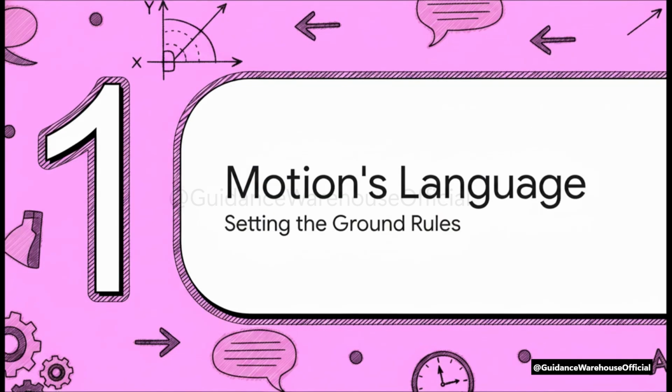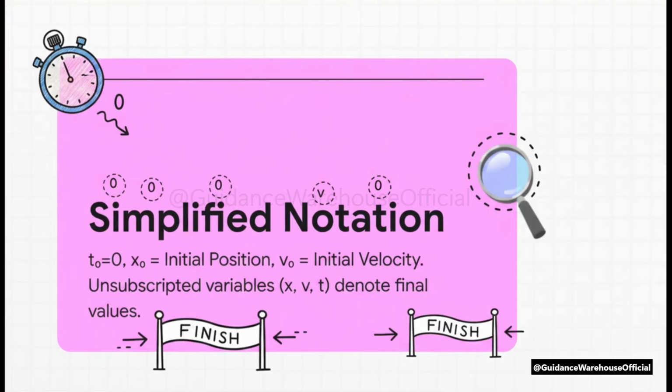Okay, first things first. Before we can do any math, we've got to speak the same language. In physics, setting up clear rules and definitions is absolutely everything. It's how we make sure our numbers actually mean something in the real world. So, to make our lives a whole lot easier, we use a simplified notation. We just decide to start the stopwatch at 0. Makes sense, right? Then, anytime you see that little subscript 0, like on the X or the V, that just means initial or starting. Anything without it is the final value. It's a simple little trick that really cleans up the math.